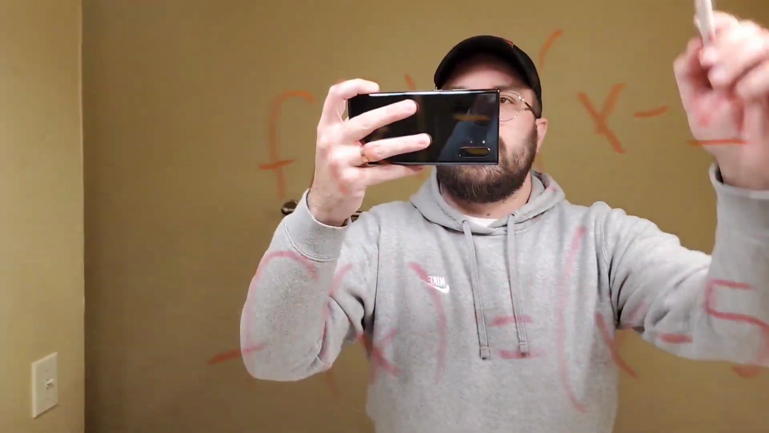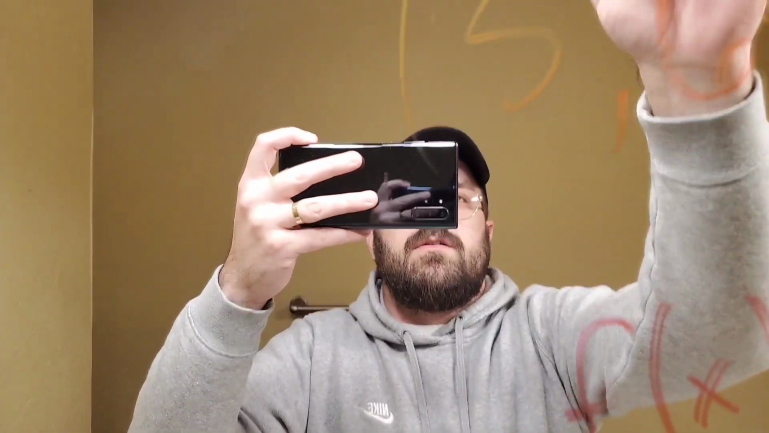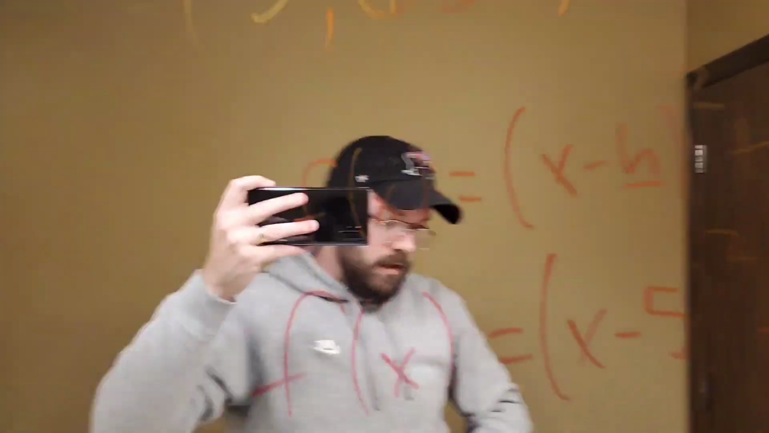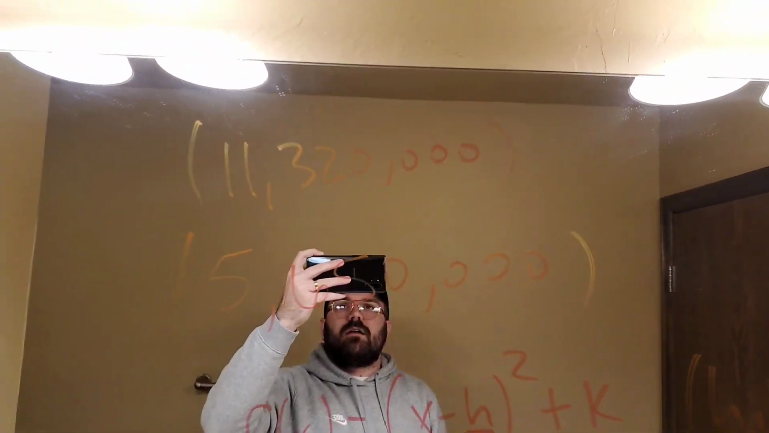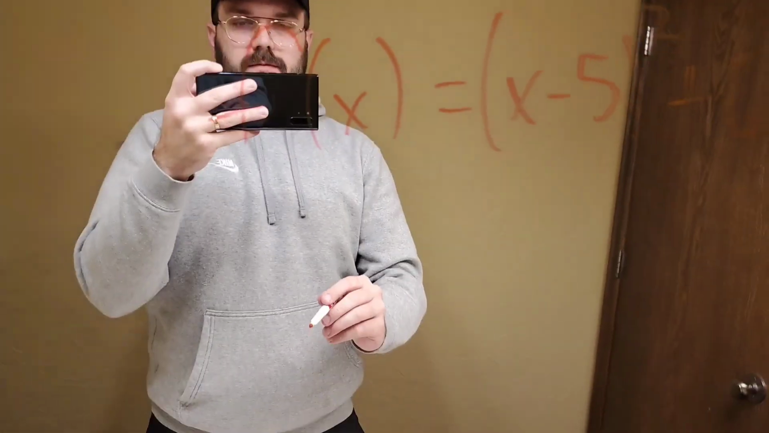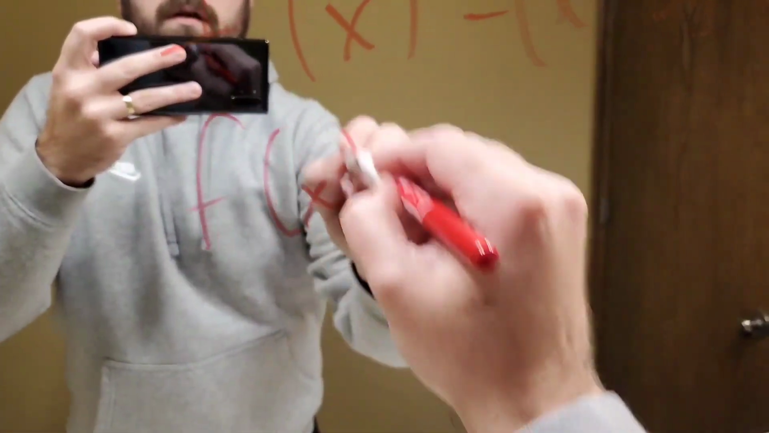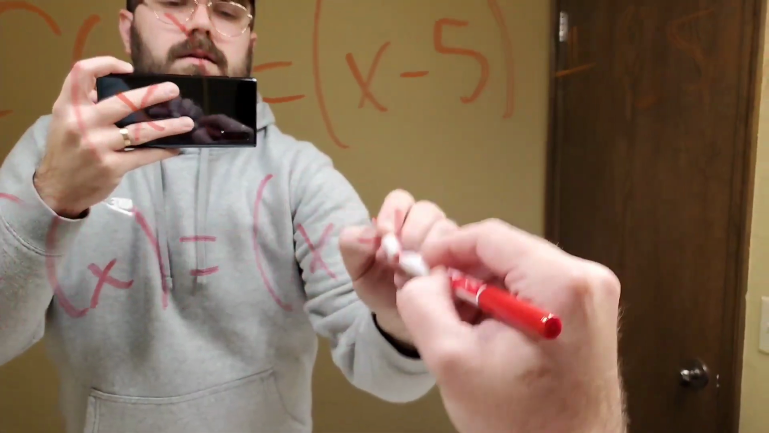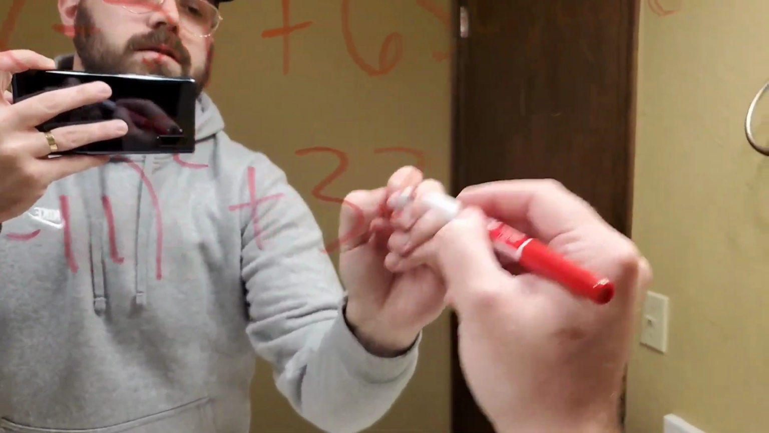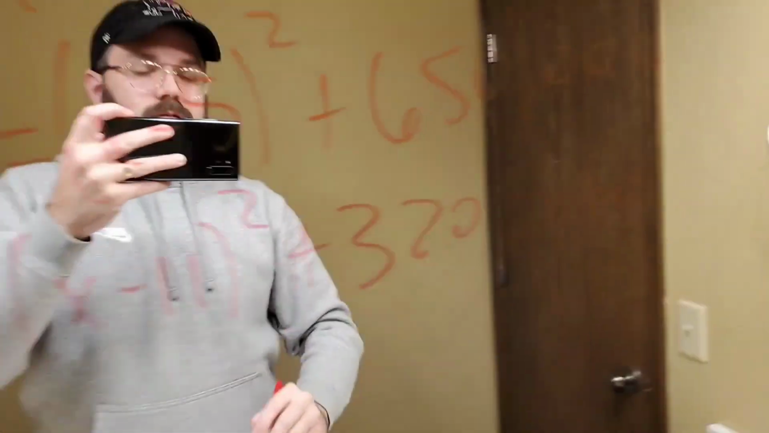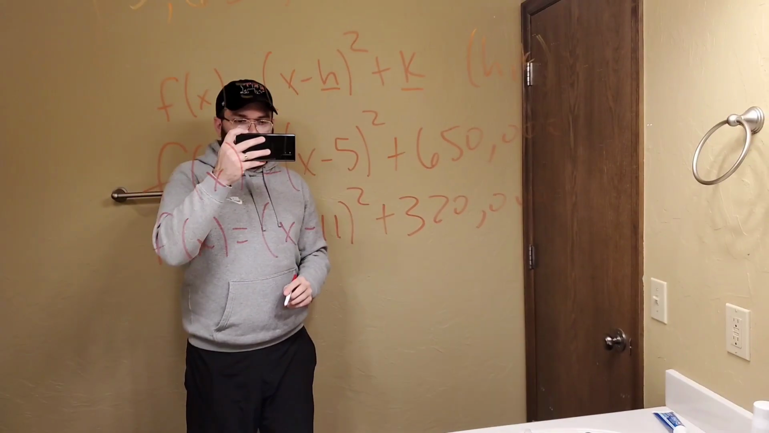So it's good. And then the other one, if our bad vertex is (5, 650,000), our good vertex is (11, 320,000). Okay, just like that, 320,000. Then we can do the same thing here. We just write f of x is equal to (x minus 11) squared plus 320,000. So we have two vertex forms now.